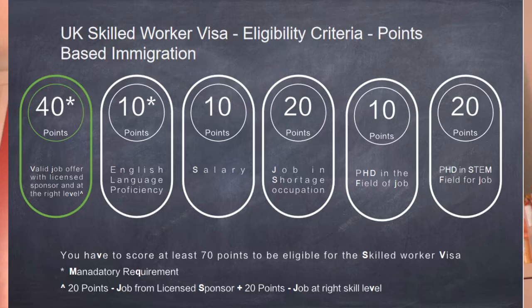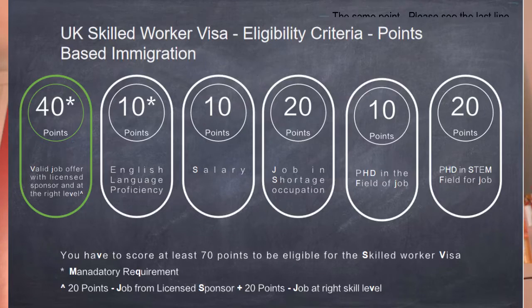Point number one is your job offer. You need to have a job offer from a valid employer, and that employer should have a valid sponsor license. And how do you find a valid employer? You can go back to one of my previous videos where I mentioned how to search for sponsored employers.